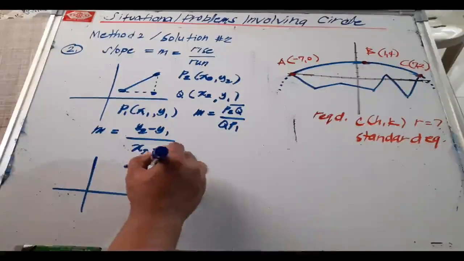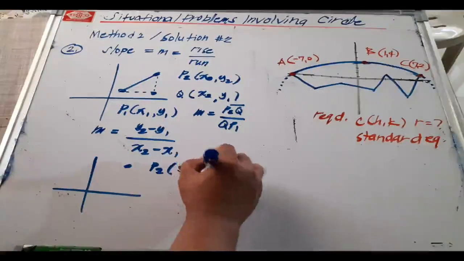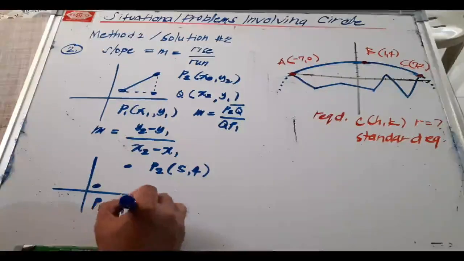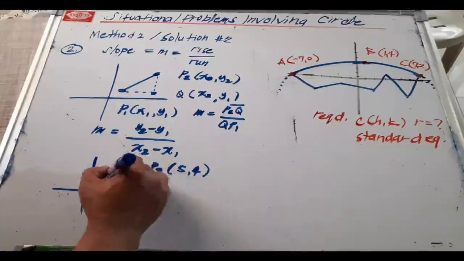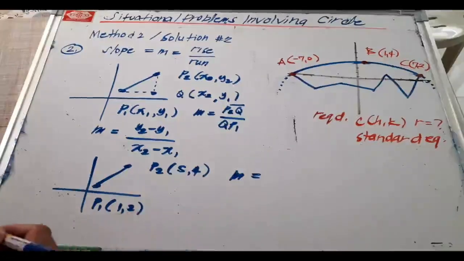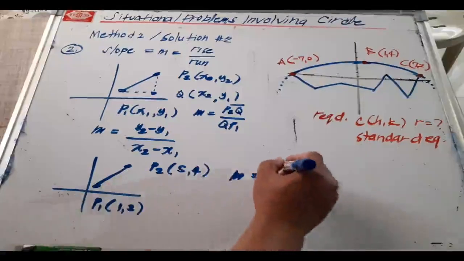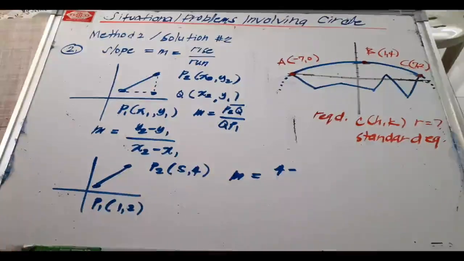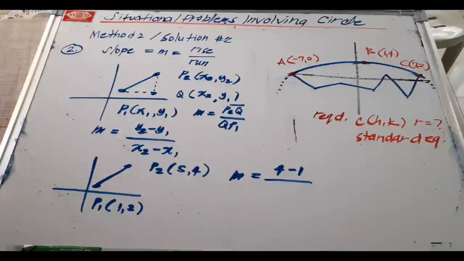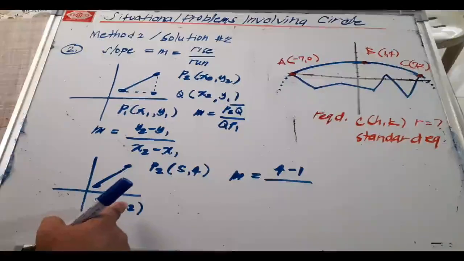let's say this is point P2, 5, 4. And this is point P1, 1, 2. Anong kanyang slope? Gamitin natin yung formula. Ang slope natin will be y sub 2 minus y sub 1. Diretso ko na. Y sub 2 is 4. Ang y sub 1 natin ay 1. Then, ang kanyang run, x sub 2 minus x sub 1.